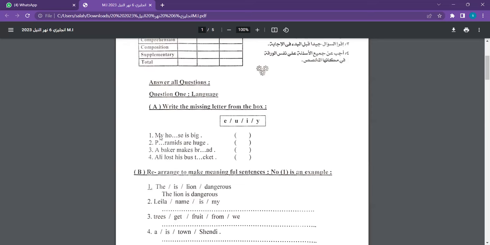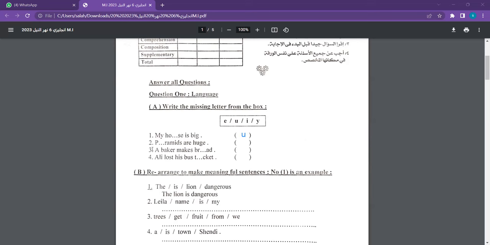Number one, my house is big. My house is big. Which one I will put? Yes, I will put you. It will be house. Here, we will put you.